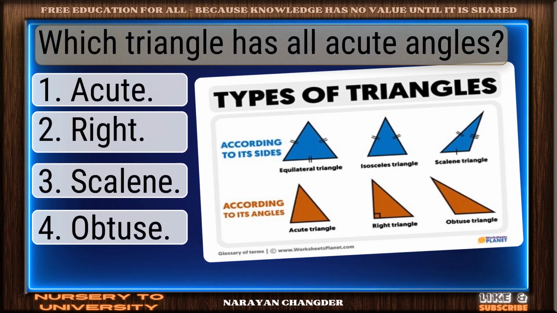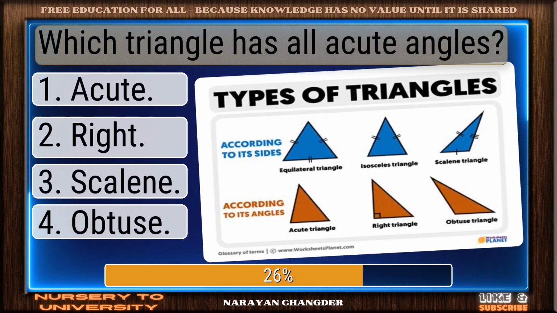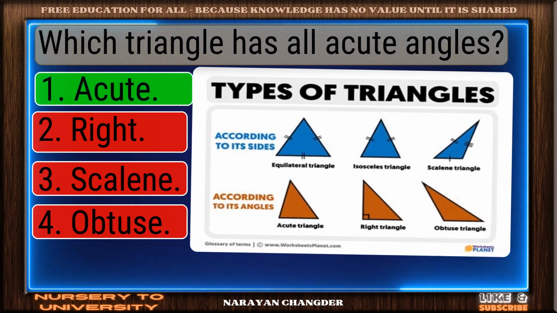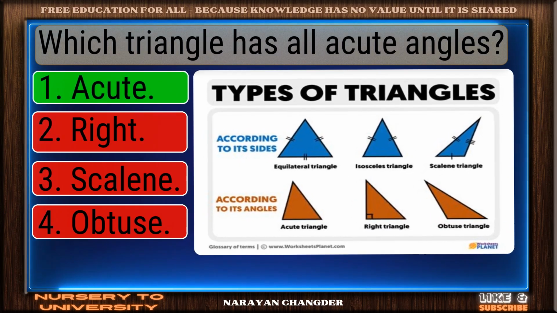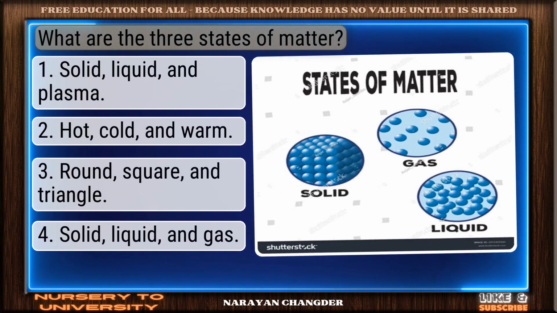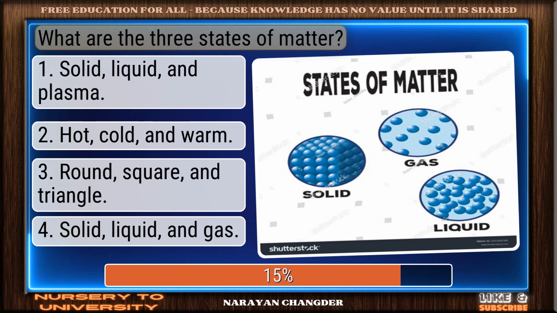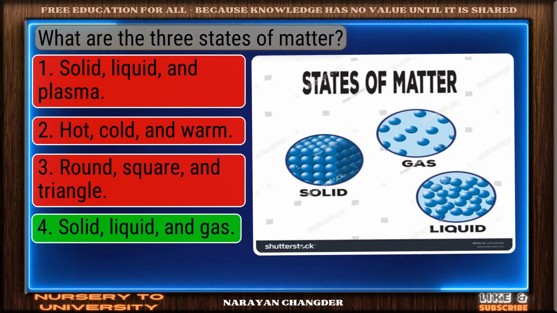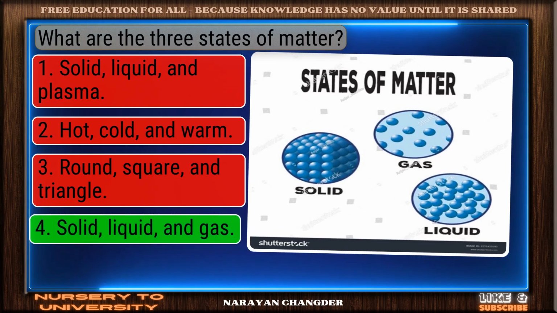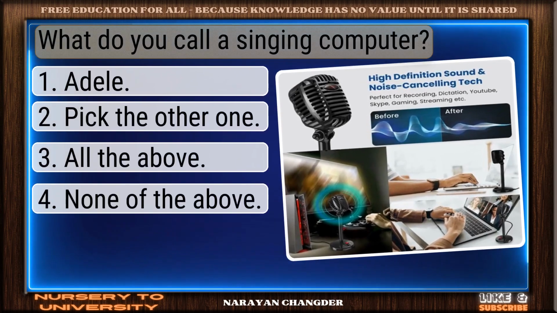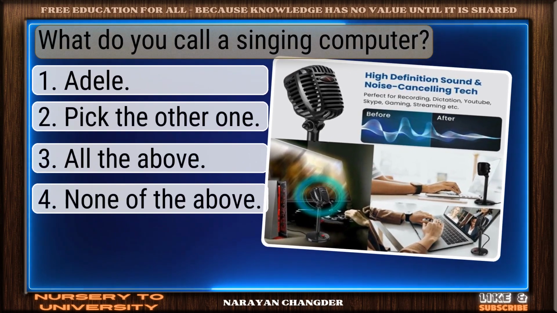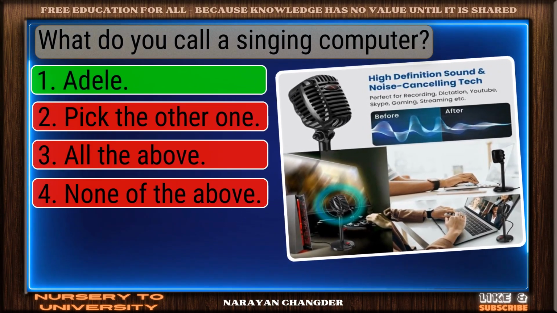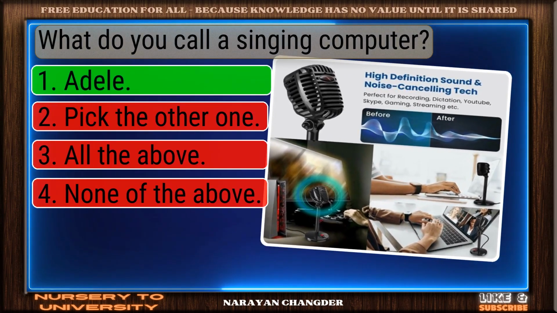Question number 232. Which triangle has all acute angles? Smart move. Acute is an accurate answer. Question number 233. What are the 3 states of matter? Right again. Solid, liquid, and gas is a valid answer. Question number 234. What do you call a singing computer? Nicely done. Adele is a solid answer.